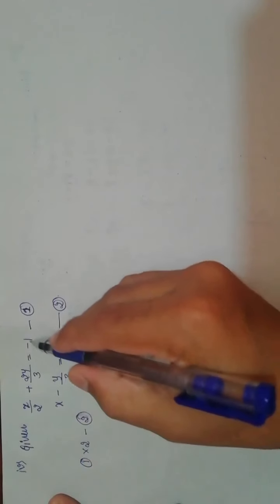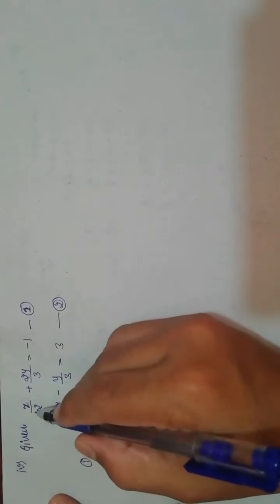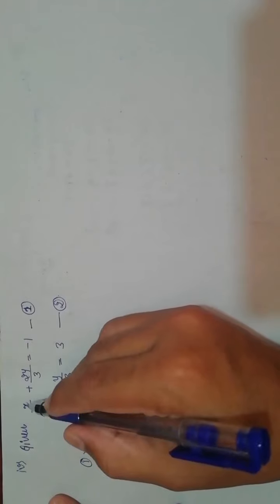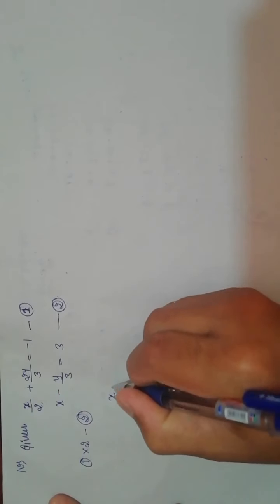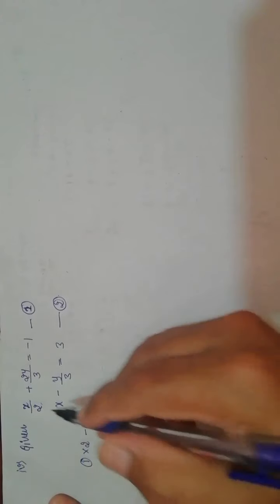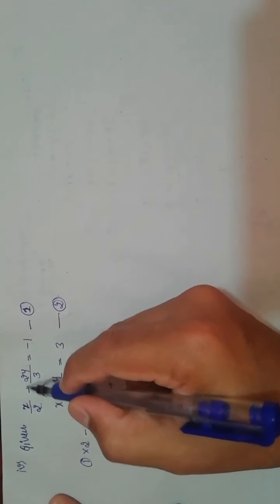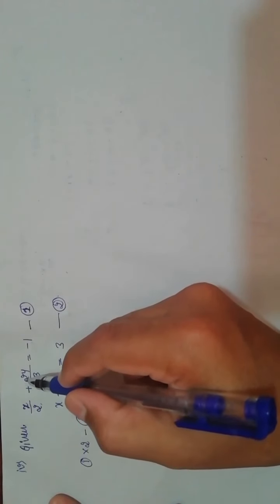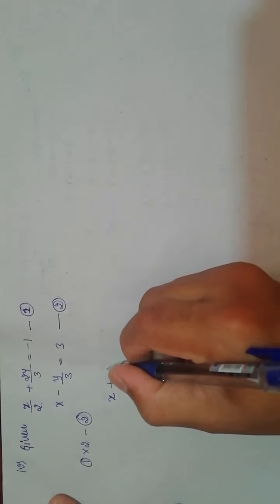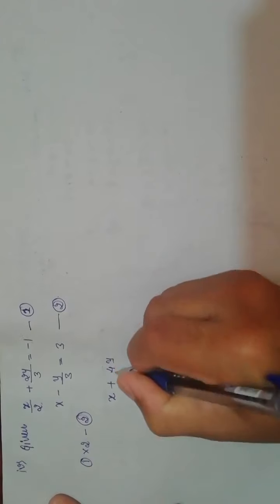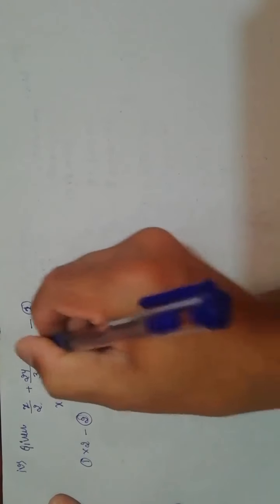So on multiplying equation 1 by 2, here it will become 2x by 2. On multiplication the 2 will get cancelled. Only x remains. Then plus, if you multiply 2 for this term, 2 into 2 will become 4. On multiplying this one, you need to multiply the numerator only. It will become 4y divided by 3, and here minus 1 is there.